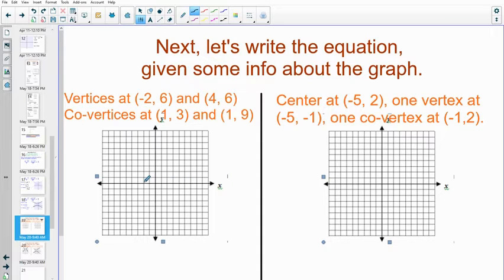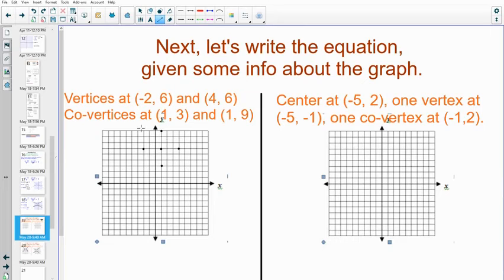Let's put the vertex. I've got one at negative 2 comma 6 and at 4 comma 6. By the way, this also tells me that the center, even though I wasn't given it, it must be halfway in between the two vertices. And same for the covertices. One is at 1, 3, and the other is at 1 comma 9, which is way up there.